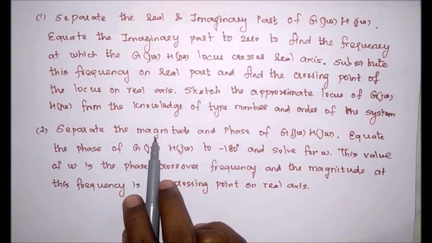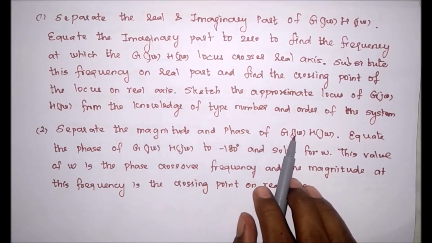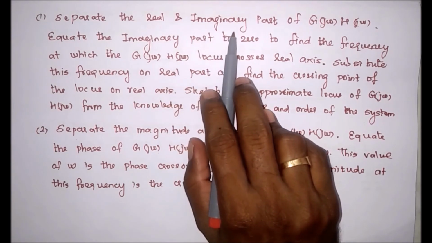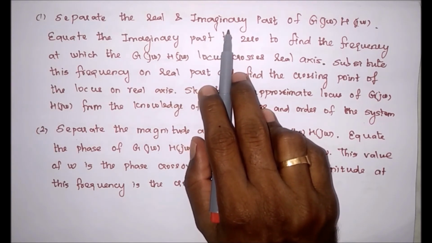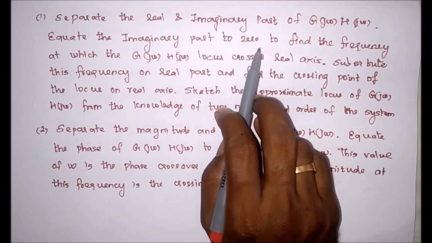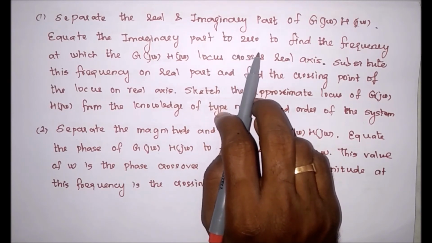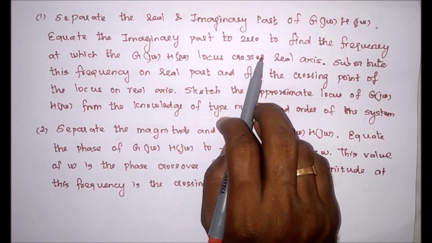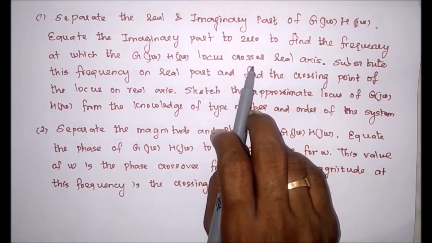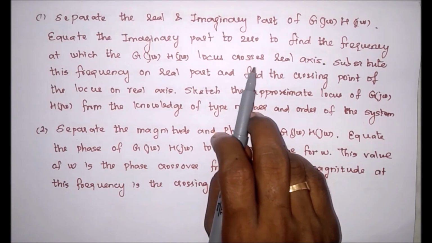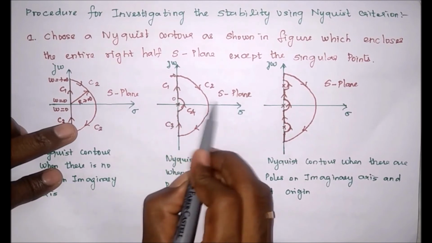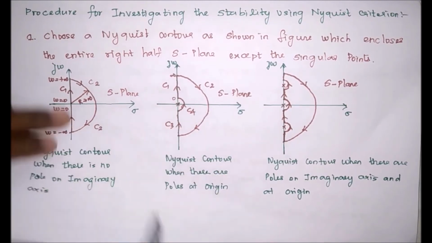The next way is, we have to separate the magnitude and phase of G(jω). Here we have separated the real and imaginary parts, then equated the imaginary part equal to 0. From that we calculate the omega, which is nothing but the phase crossover frequency. If we calculate the real part for that phase crossover frequency, that is the magnitude at which the contour will cross the real axis. So maybe here or here, the contour will cross the real axis.